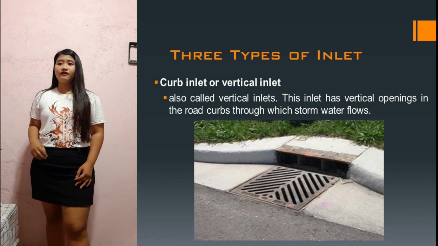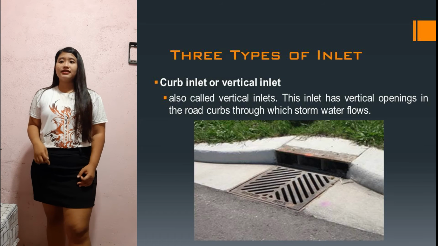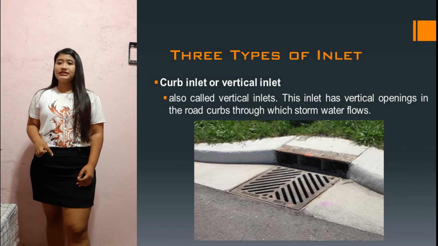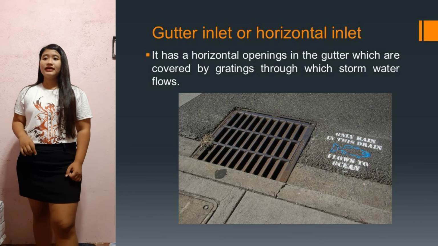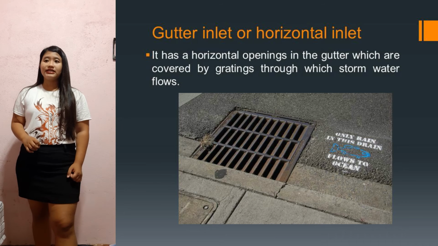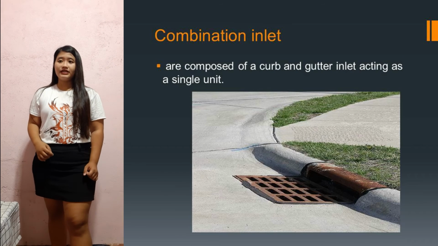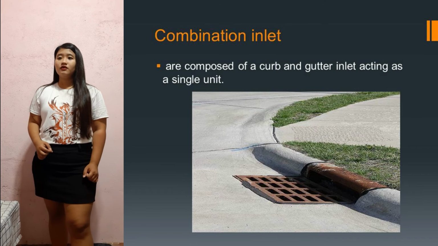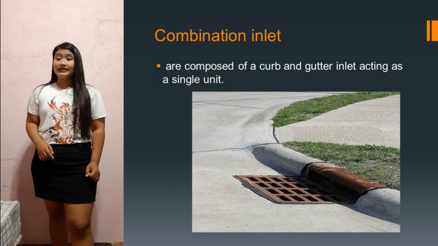So there are three types of inlet. The curb inlet, or also called vertical inlets. This inlet has vertical openings in the road curbs through which storm water flows. Next is gutter inlet or horizontal inlet. It has horizontal openings in the gutter which are covered by gratings through which storm water flows. And the last one is the combination inlet, which is composed of a curb and a gutter acting as a single unit.